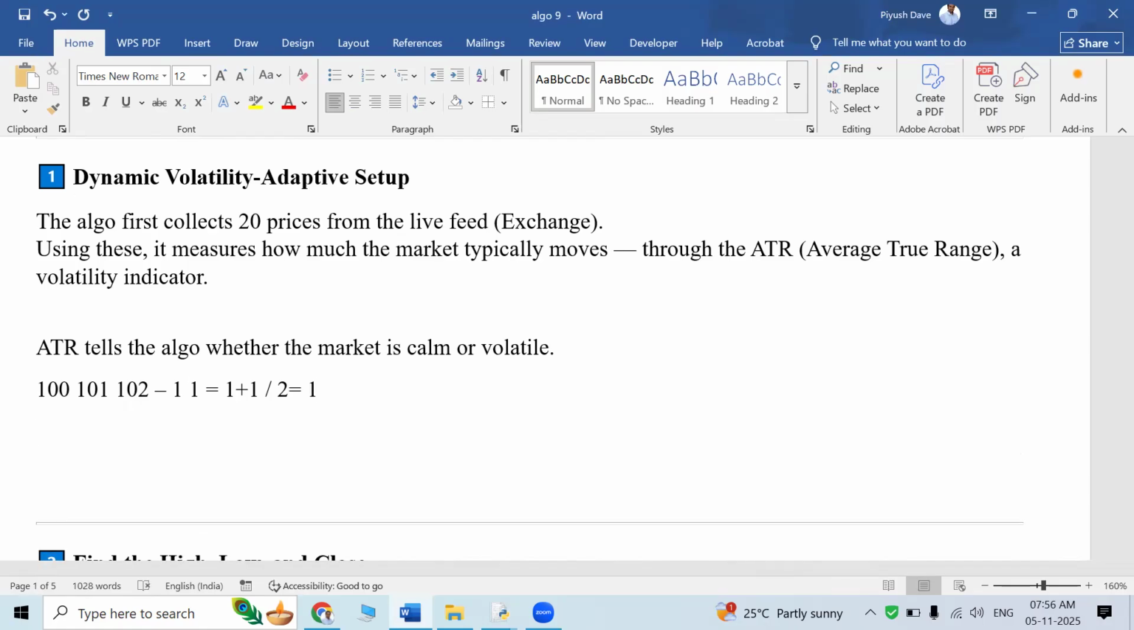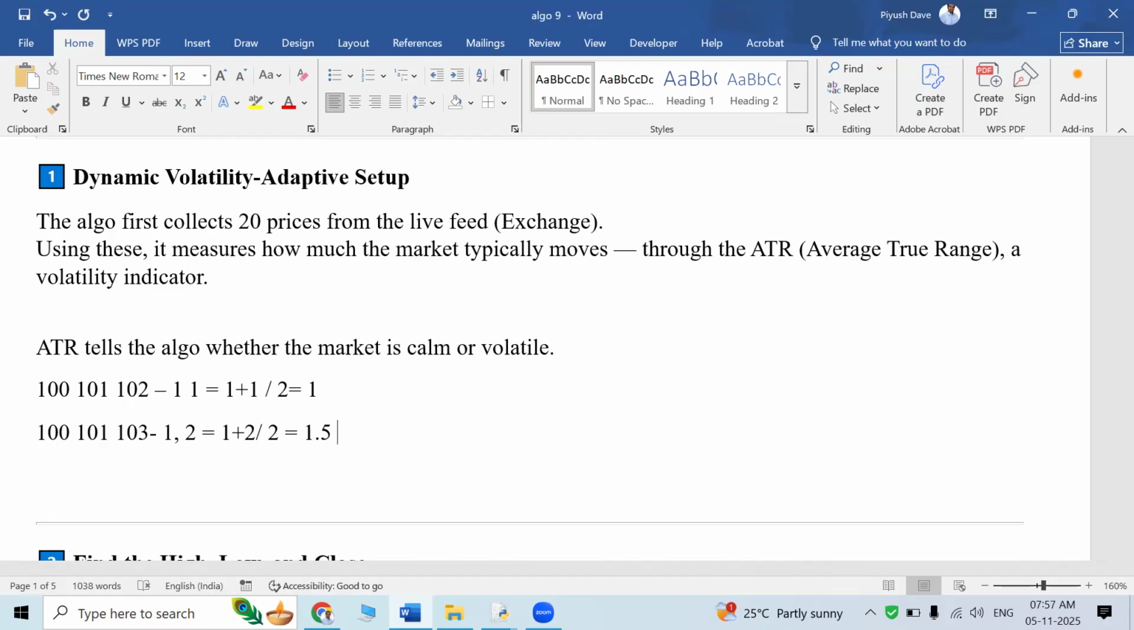Now let me take one more example: 100, 101, 103. The first gap is 1. The second gap is 2. So the ATR is 1 plus 2 divided by 2, since we have taken 2 readings. So the ATR is 1.5.